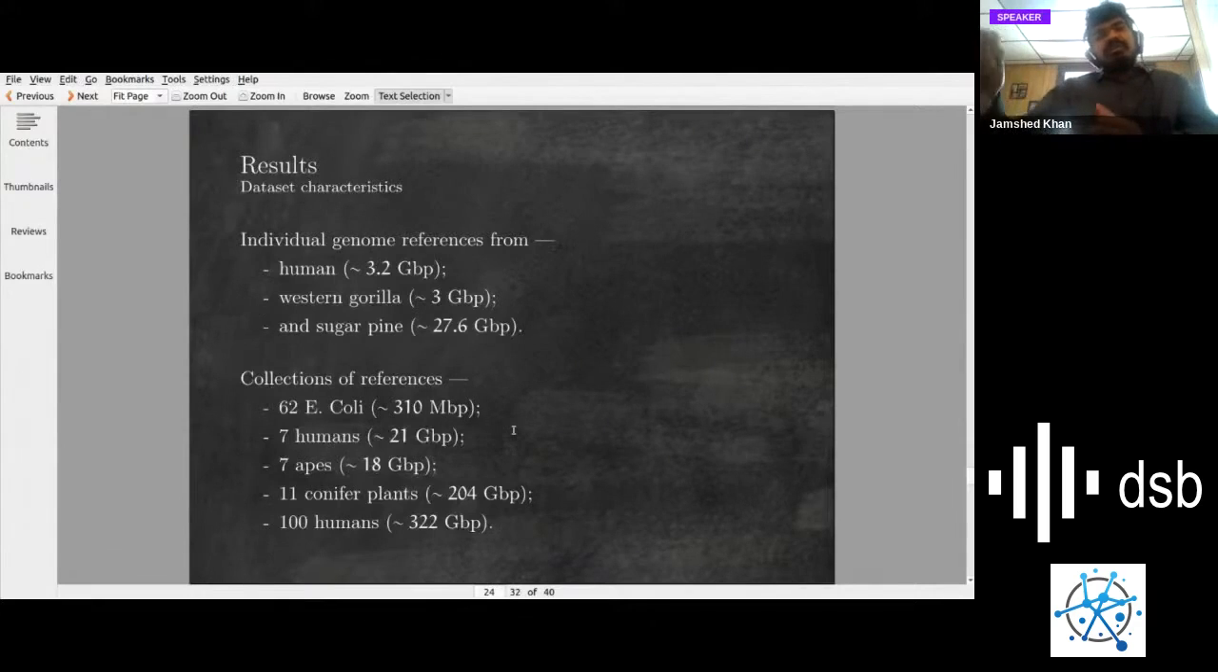To assess Cuttlefish against state-of-the-art algorithms for compacted de Bruijn graph construction from reference sets, we use 2 different kinds of experiments, one for individual genome reference compaction and one for colored de Bruijn graph compaction. For individual compaction, we use 3 datasets: human, western gorilla, and sugar pine. And for the colored compactions, we use 5 different datasets with various structural characteristics.